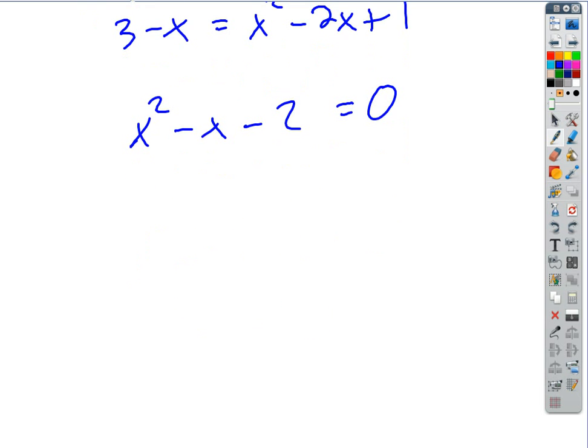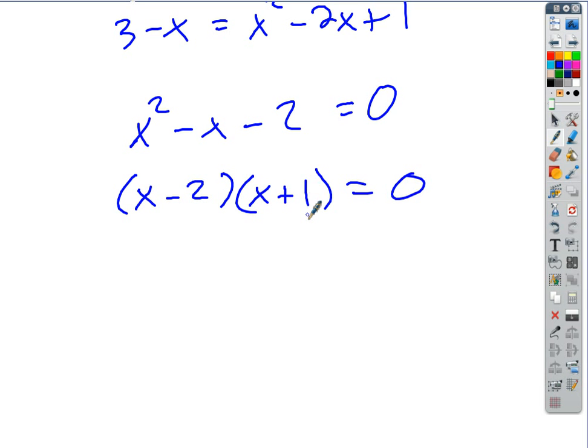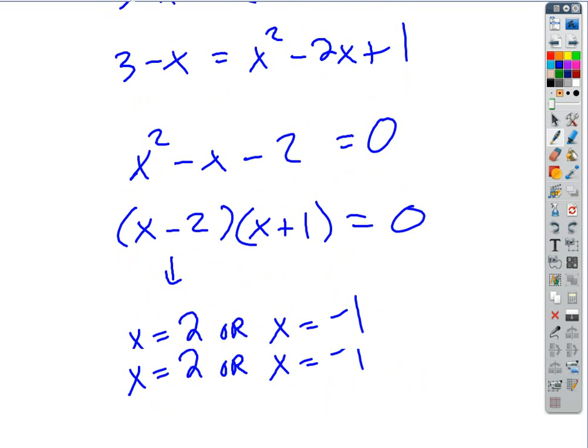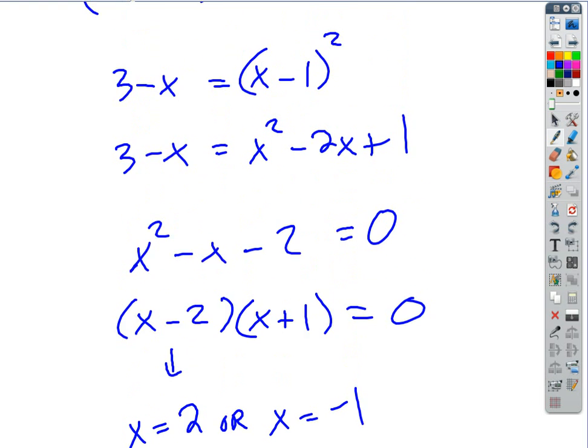How can I solve that? I mean, I could quadratic formula it, but does it factor? What are my magic numbers here? Magic numbers that multiply to -2, add to -1. And so I get answers x equals 2 or x equals -1, right? But remember, we got to check because we did end up squaring both sides. We got to go back up to the original equation and check those out and see if they both work. So what I have, 2 and -1.